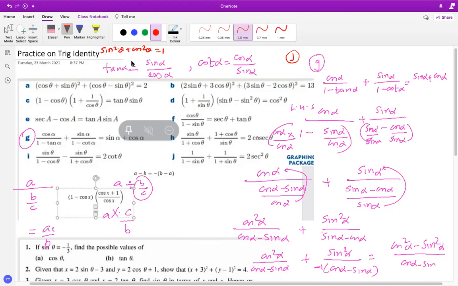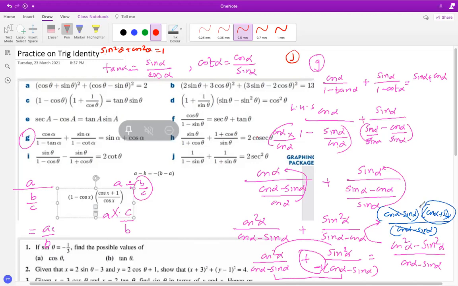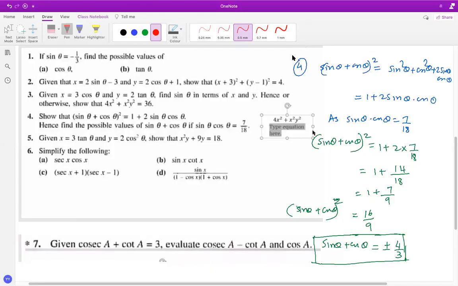This is the main key step here, because this positive and this negative multiply to negative 1, and then the denominators are common, so you just subtract the numerators. After this, the key step is the factorization. Cos squared alpha minus sine squared alpha is cos alpha minus sine alpha times cos alpha plus sine alpha, over cos alpha minus sine alpha. So this cancels, and you get the answer cos alpha plus sine alpha, which is the right hand side. That's what you wanted to prove.